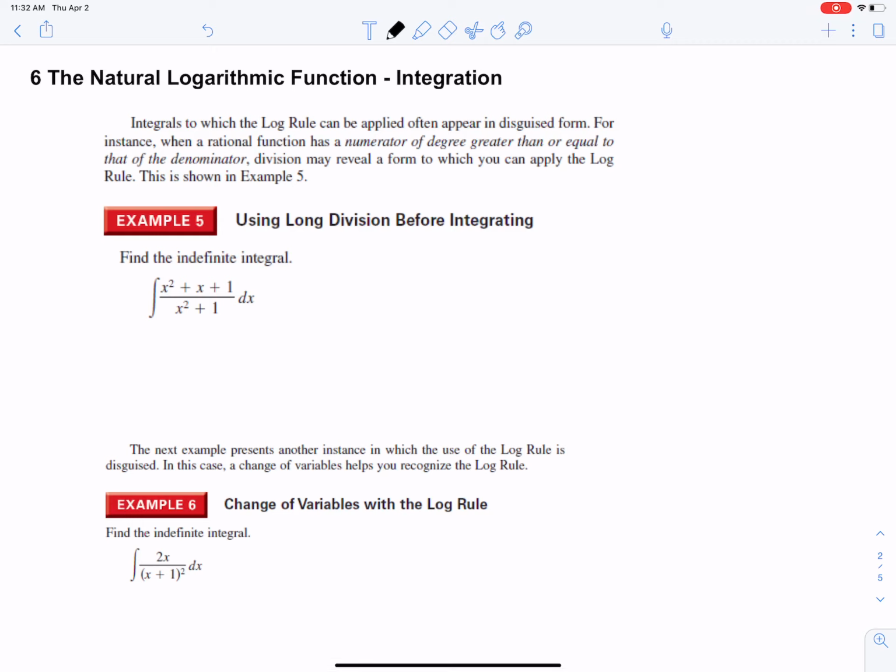Now, in some examples, you may have to do long division before integrating. So this is one of those examples. Now, sometimes we've talked about in 30-1 where we don't need to use long division because of synthetic division, but because this is a quadratic factor, we do need to do long division.